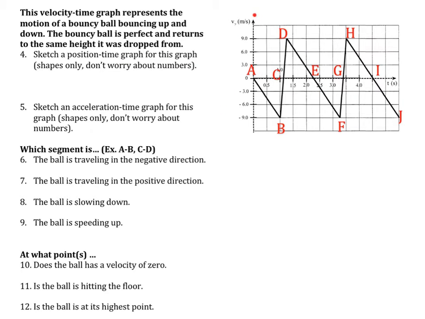Also, be sure to check what type of graph you're working on. It's labeled V for velocity. And in this case, your description is also helpful to visualize what's going on. In this case, we have a bouncy ball bouncing just up and down. And we're considering it perfect, where it's going to bounce back to the same height that it was dropped from.